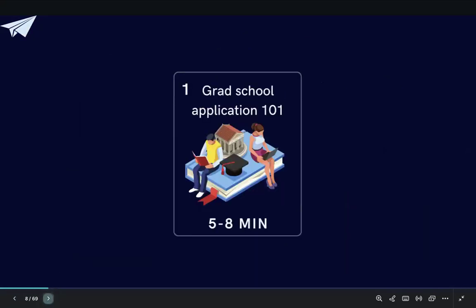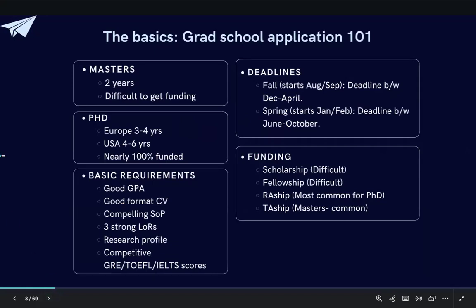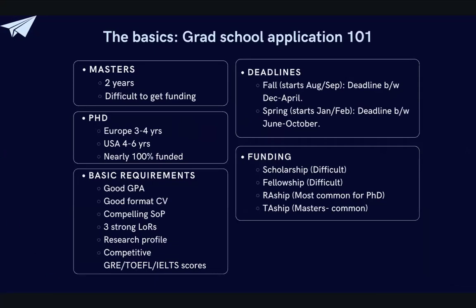Let's get started with the basics of grad school applications. If you're applying for masters, it takes 2 years to complete your masters. It can also be completed within 1.5 years if you fast forward your credits. But again, it is difficult to get funding when you are applying to masters. This is a general rule of thumb, but it's not impossible. However, it is difficult to get funding.